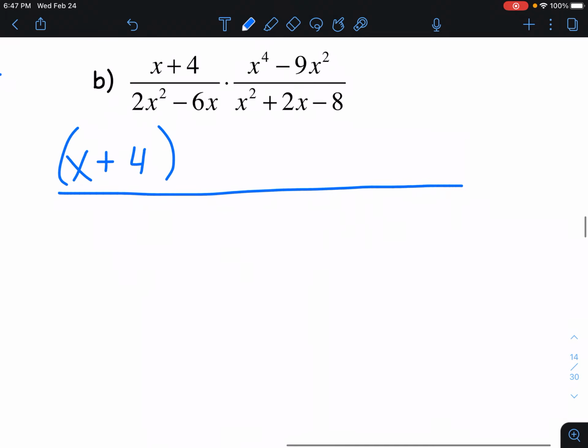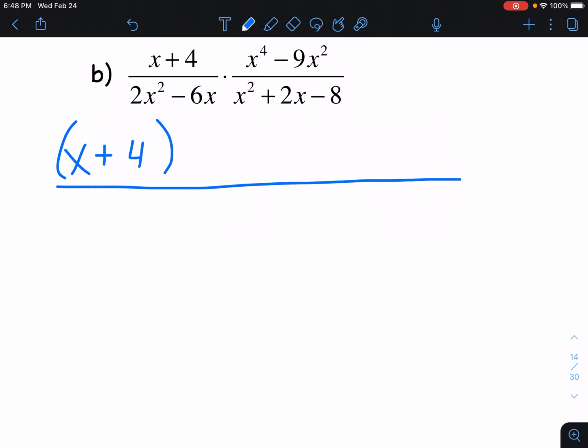The top right has a GCF of x to the second power. Remember, it's the smallest exponent. And then you divide each thing by x to the second, so we're really subtracting the exponents. So x to the fourth divided by x to the second is x to the second, minus 9.